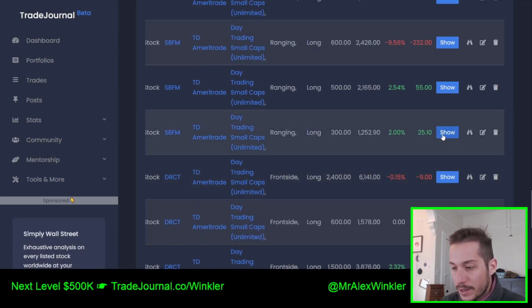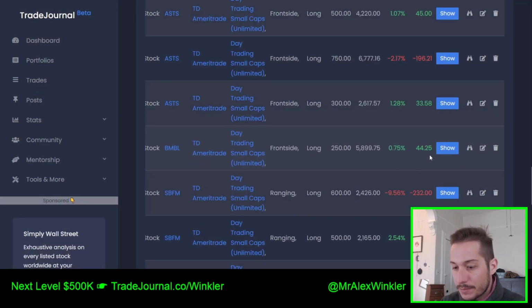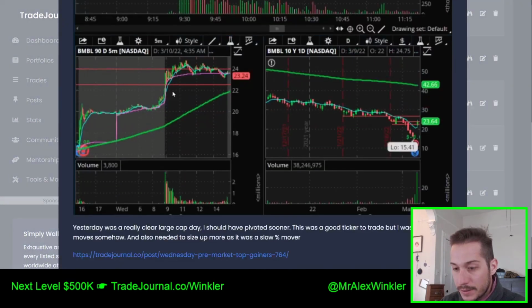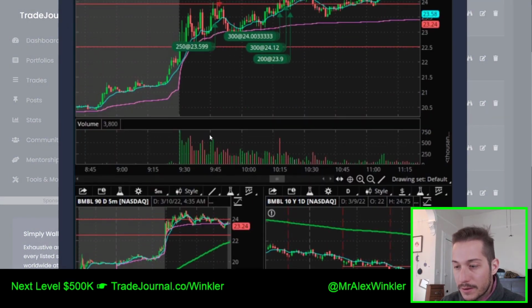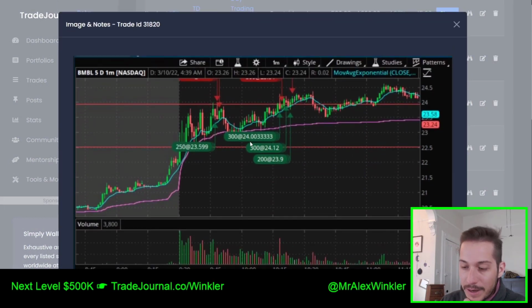We can keep going. SPFM, yeah, backside looks like backside and ranging more or less, not really that great. BMBL, this one's a little bit better. This is a front side. Here you can see that nice VWAP breakout, and then we're having that continuation. But again, I'm not really trading this great. We're having that big VWAP breakout here.